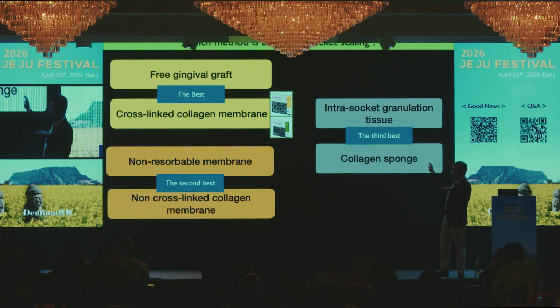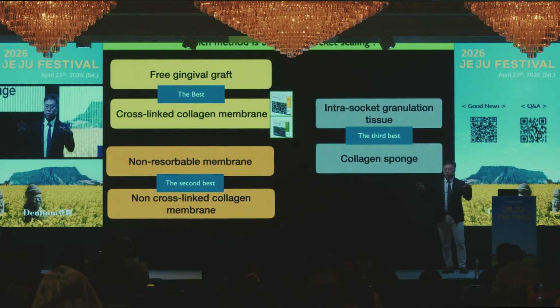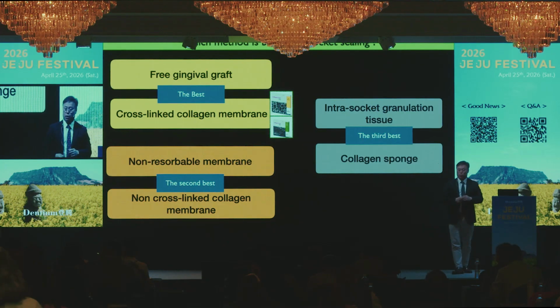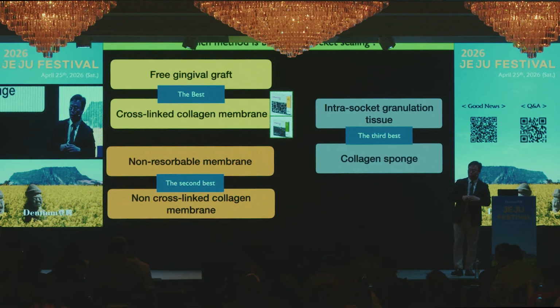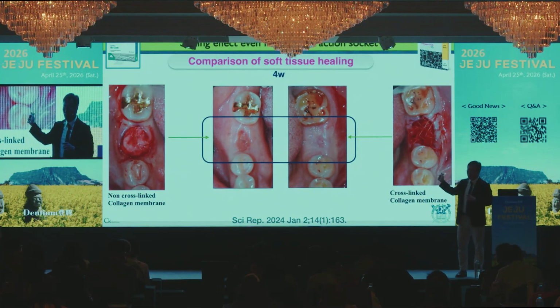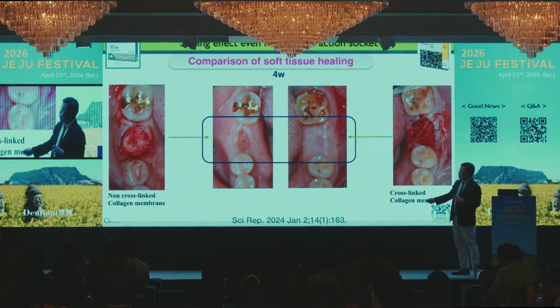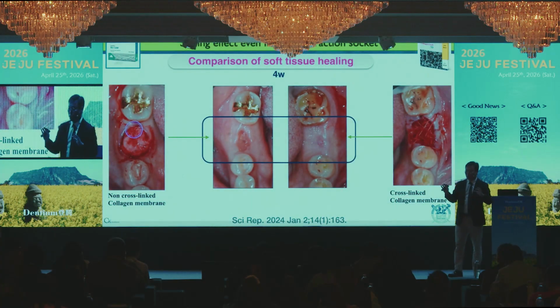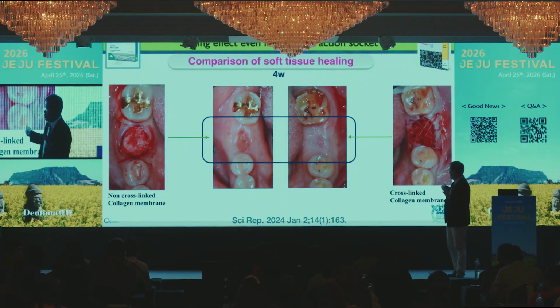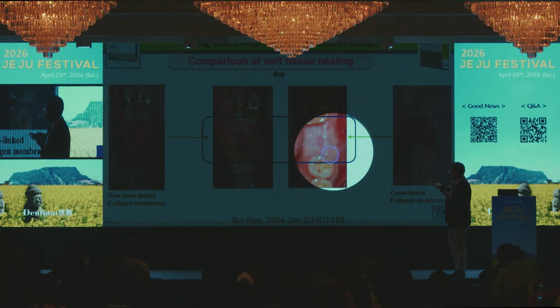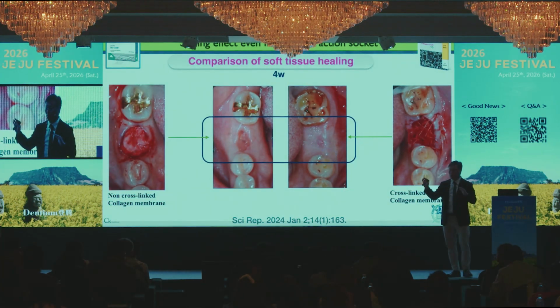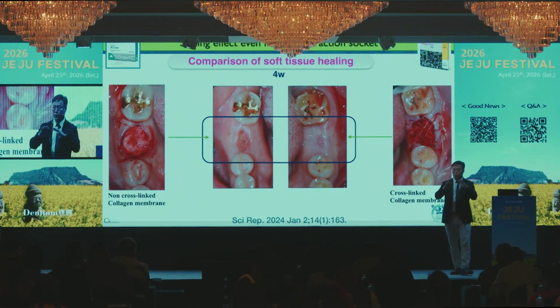And intrasocket granulation tissue, I showed one case, but it's third best, not better than the free gingival graft or the cross-linked collagen membrane. This is one case. We found in our clinic that in some cases we apply the non-cross-linked collagen membrane, and sometimes the cross-linked collagen membrane, and the healing was better with the cross-linked collagen membrane, especially the soft tissue healing.